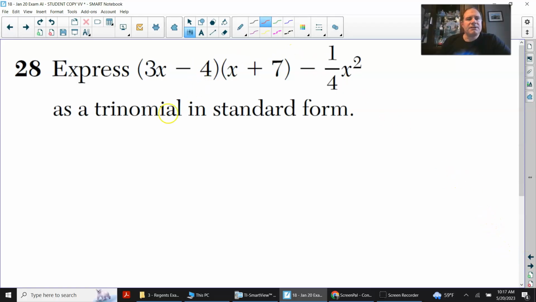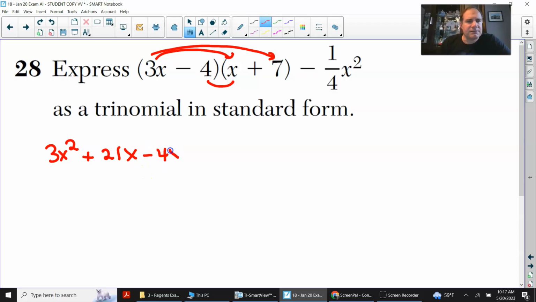All right. So express as a trinomial in standard form. The first thing I see is 2 binomials. I am going to do distributive property, FOIL, if you know it as that. 3x times 7 is 21x. Negative 4 times x is negative 4x. And then negative 4 times positive 7 is negative 28. And then I'm just going to put down the negative 1/4 x squared.